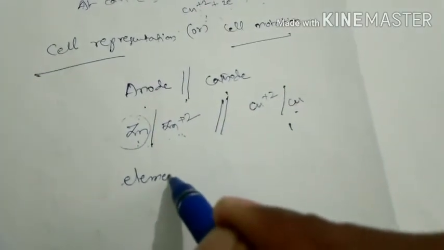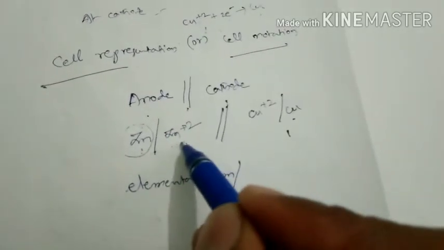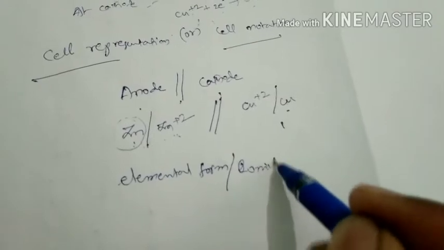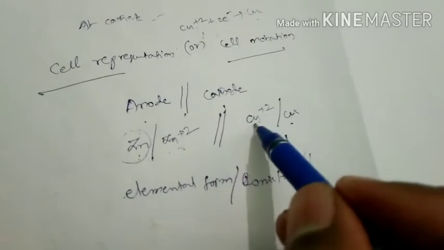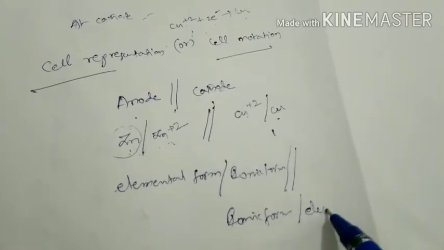There are some more points. Zinc here is in elemental form. So while writing the cell representation, first write the elemental form, slash, and this is not elemental form, this is ionic form. Elemental form slash ionic form. Double slash. At the cathode, this is ionic form, so first mention the ionic form, slash elemental form. So while writing the cell representation, we should take these precautions.